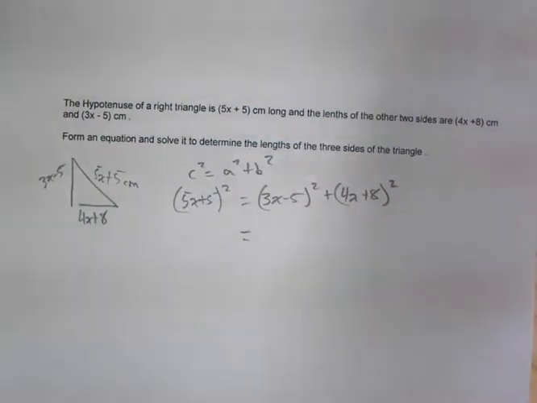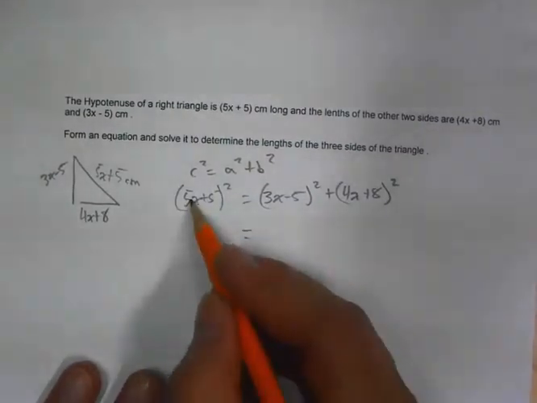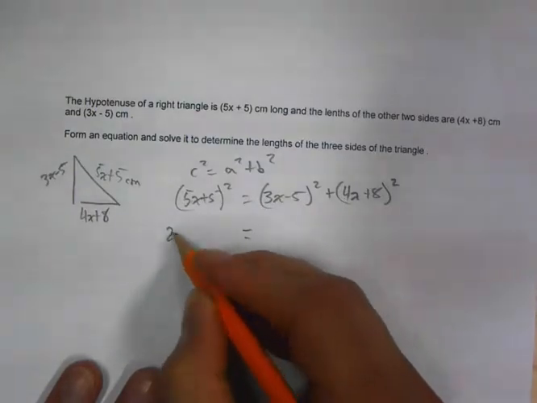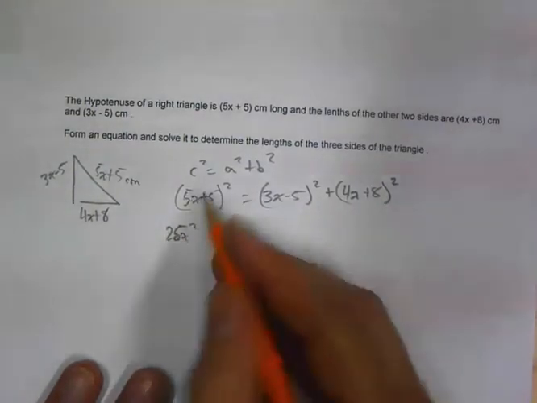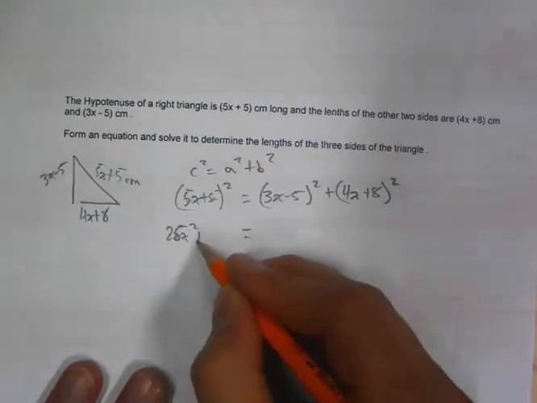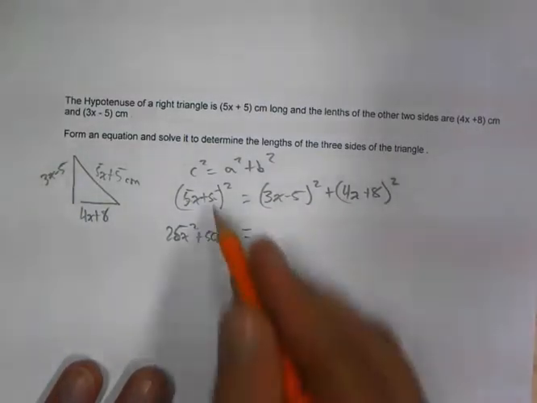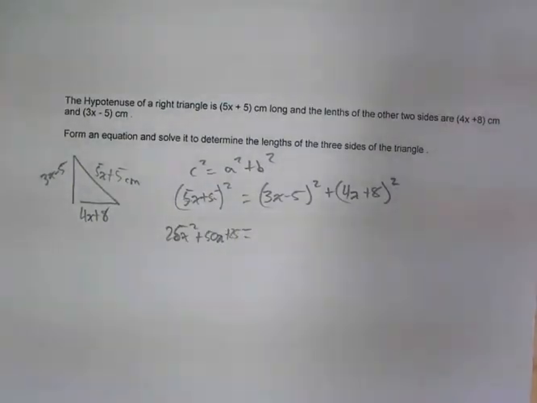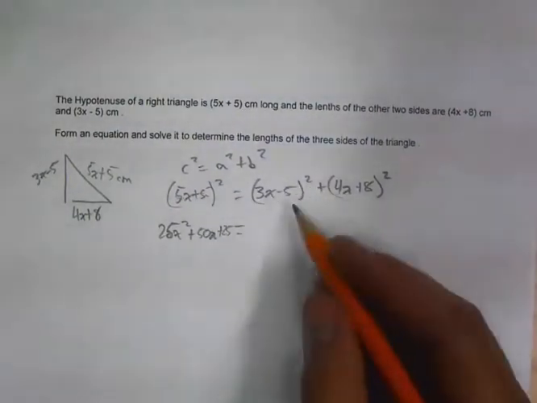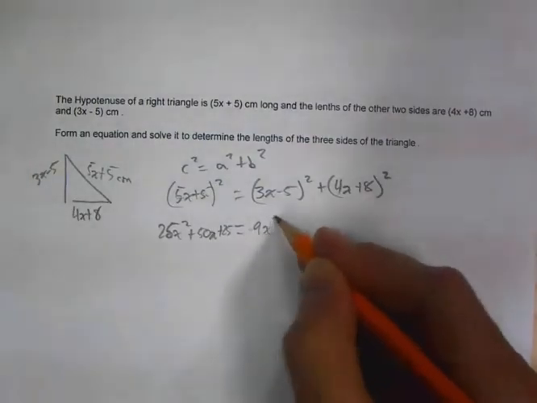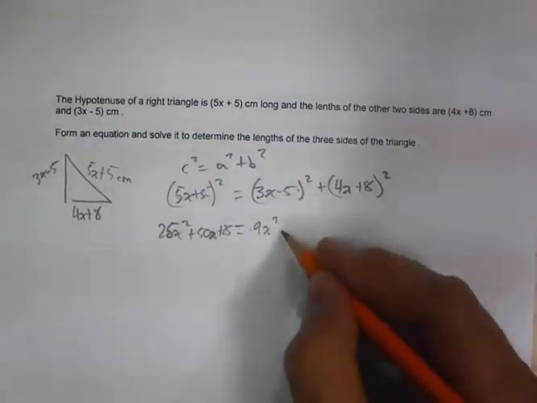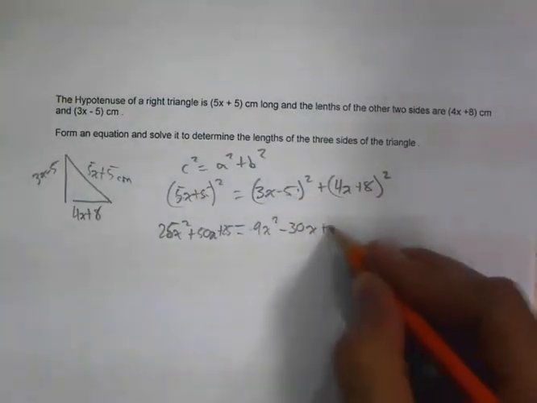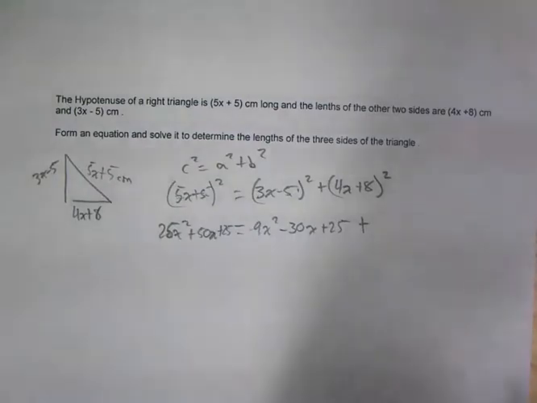Okay? So let's do our little cheats here. So this is going to give me 25x squared, 5x squared. And then that times that, 25 times 2, is plus 50x. And then here we're going to end up getting plus 25. Here we have a subtraction, and it's being squared. So I'm going to end up getting 9x squared. 3 times 5 is 15, so that's minus 30x. And then 5 squared is plus 25.